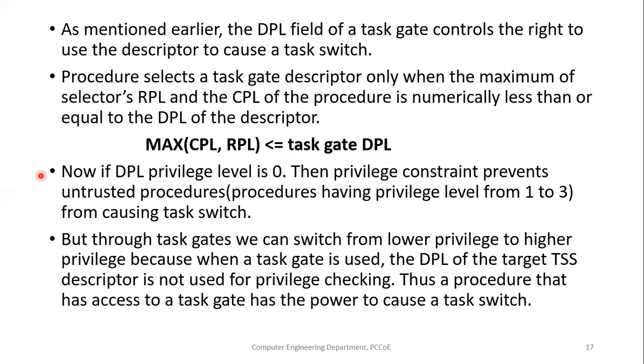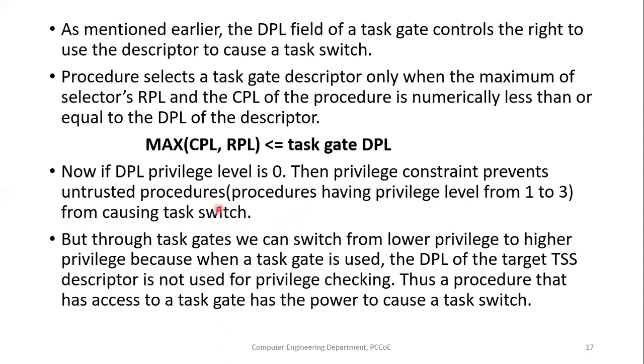that is, the descriptor's privilege level. Now, suppose your DPL has privilege level 0. What happens in that case? Then the privilege level constraint will prevent untrusted procedures. There are some procedures that are untrusted. This privilege level constraint prevents the untrusted procedures from causing a task switch. In this case, if your DPL is 0, then those untrusted procedures will not be allowed task switching. Only the levels having trusted procedures will be allowed task switching.